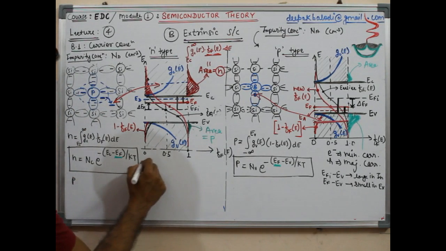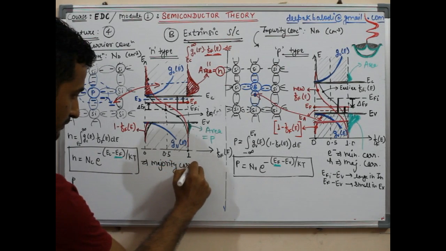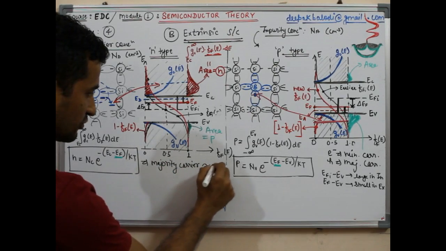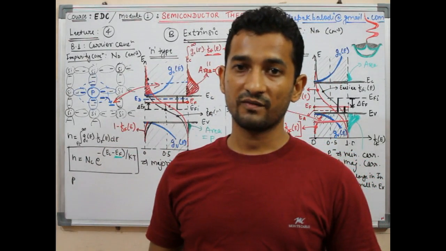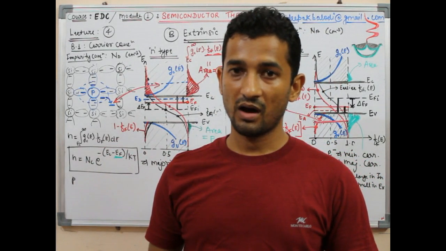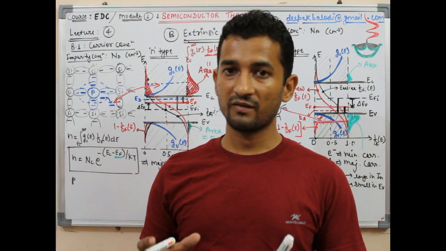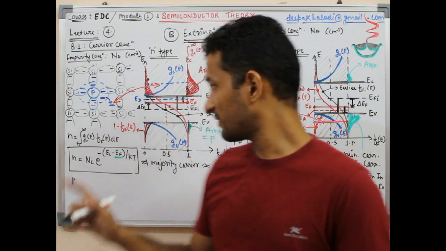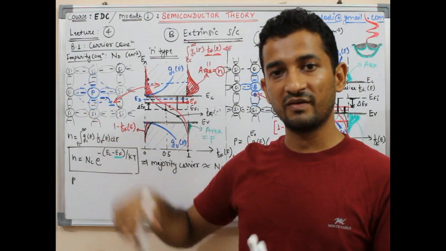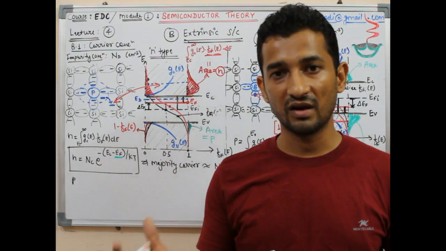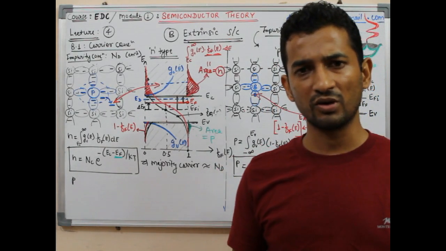So P is the majority carrier here, and we expect it to be around ND, because the donor impurity is around 10 to the power 14 or 10 to the power 15. Earlier concentration was 10 to the power 10 electrons only. Now we have introduced 10 to the power 14 or 10 to the power 15 atoms of phosphorus. One phosphorus atom gives one free electron. So 10 to the power 15 phosphorus atoms give 10 to the power 15 electrons. So 10 to the power 15 electrons plus 10 to the power 10 is 10 to the power 15 only.